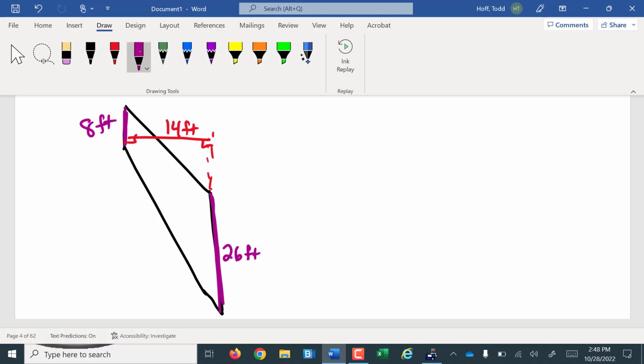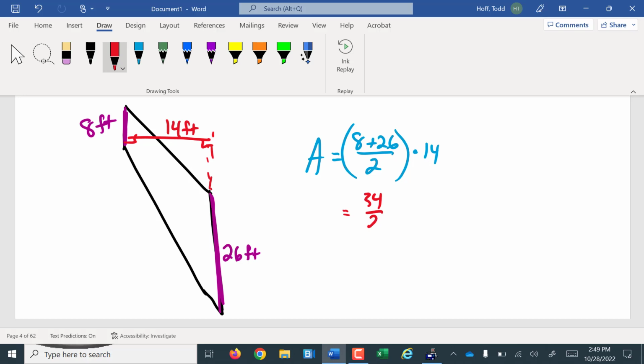So to find the area of this, what are my two bases? 8 and 26. So 8 plus 26 divided by 2, and then times 14. Well, 8 plus 26 is 34. 34 divided by 2? 17. And 17 times 14? 238 is correct. And those are feet squared.